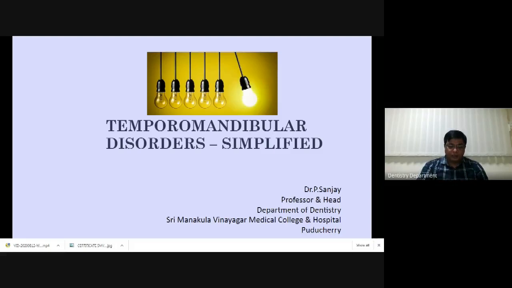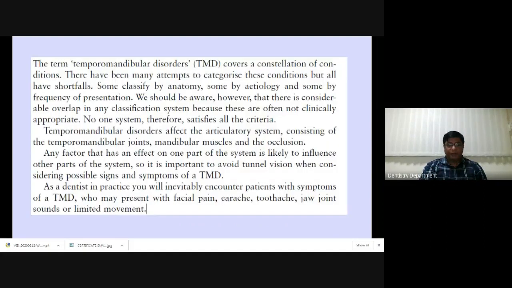So what is temporomandibular disorder? The term covers a constellation of conditions. It's very difficult to categorize this condition. Many people have tried, but almost every attempt has its own shortfalls. Some classify by anatomy, some by etiology, and some by frequency of presentation. We should be aware, however, that there is considerable overlap in any classification system.